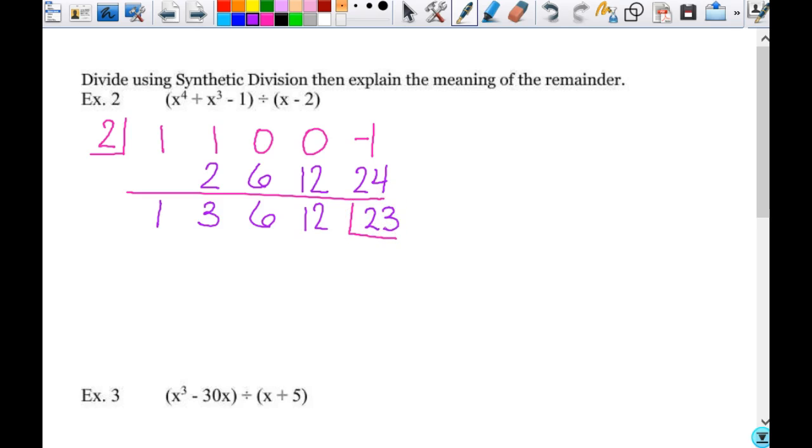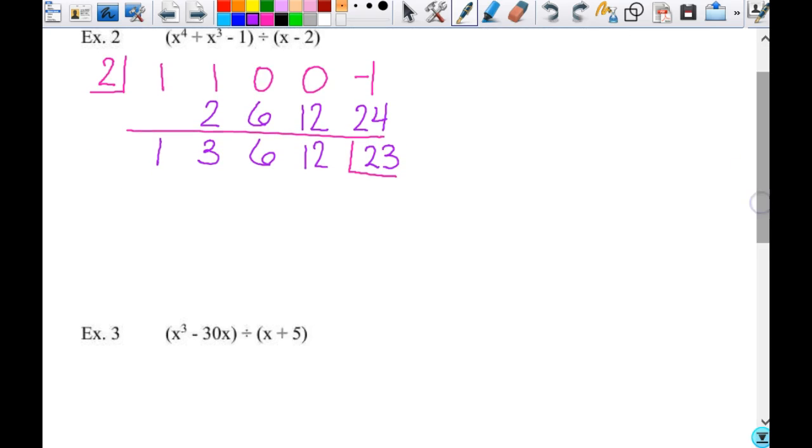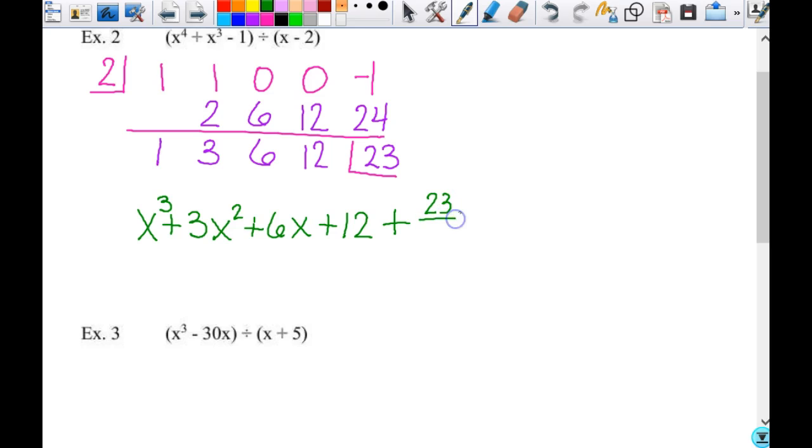Okay. So now I need to write my answer, write my quotient. Right. So that was x to the 4th, which means this right here starts with x cubed. So I get x cubed plus 3x squared plus 6x plus 12 plus what? 23 over that right there, x minus 2. So there is my ugly quotient.